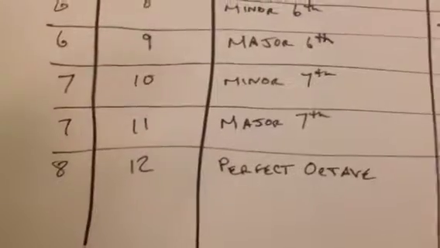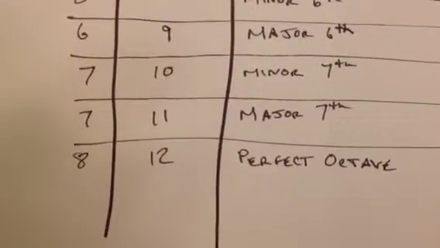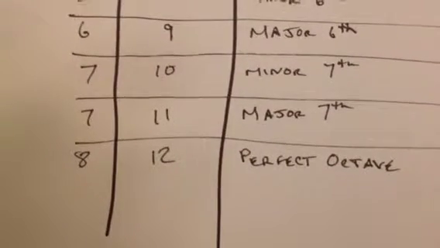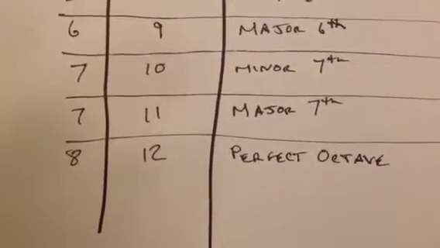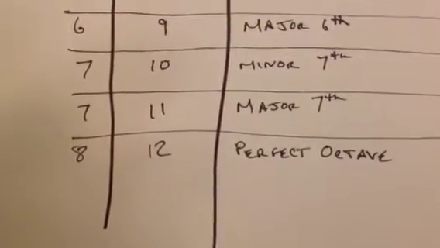Sorry about that. So next is the last interval we've got, which is the perfect octave. Last one, perfect octave. 8 letter names, 12 half steps. We're completely back all the way around to the same note again. This is the opposite of the perfect unison.